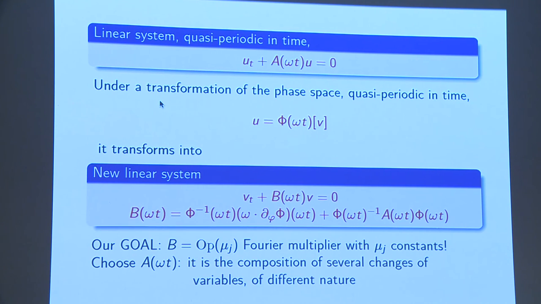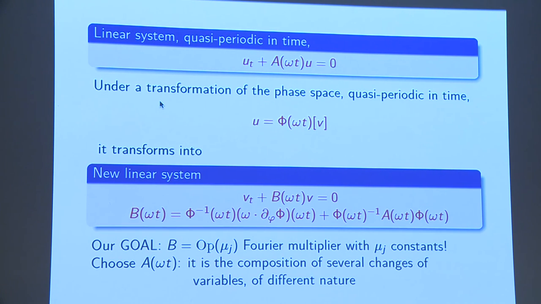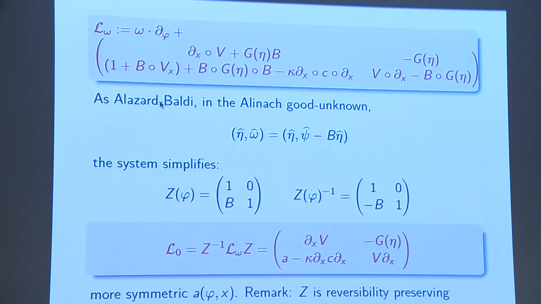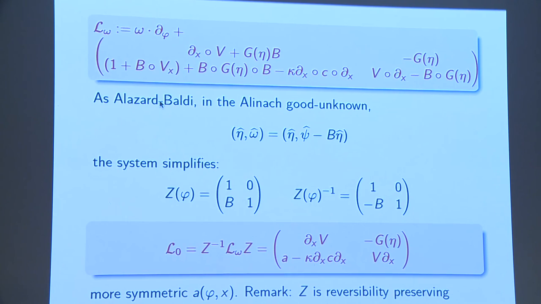Okay, and then the goal is to find a transformation, look for a suitable one, such that this B does not depend on space, on time, and it is diagonal, that is what we would like to do. And so, of course, the transformation is obtained by compositions of several transformations, changes of variables of very different nature.